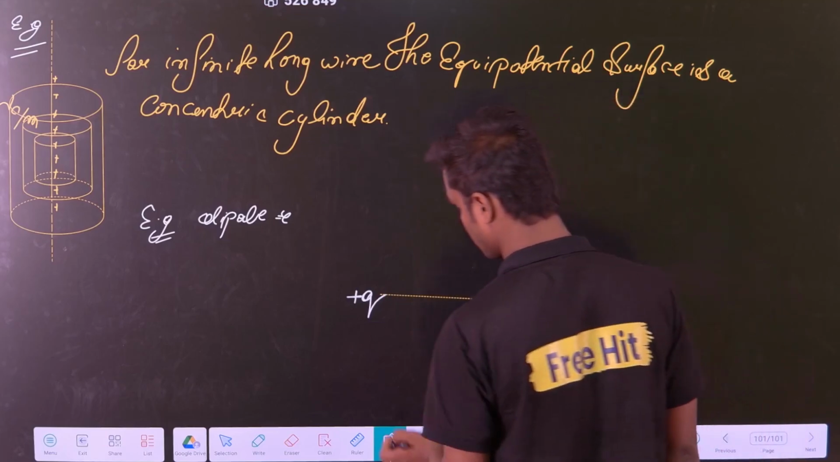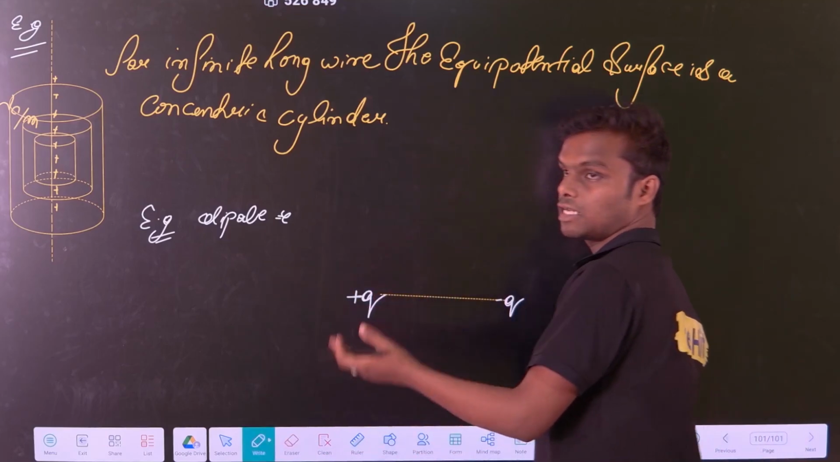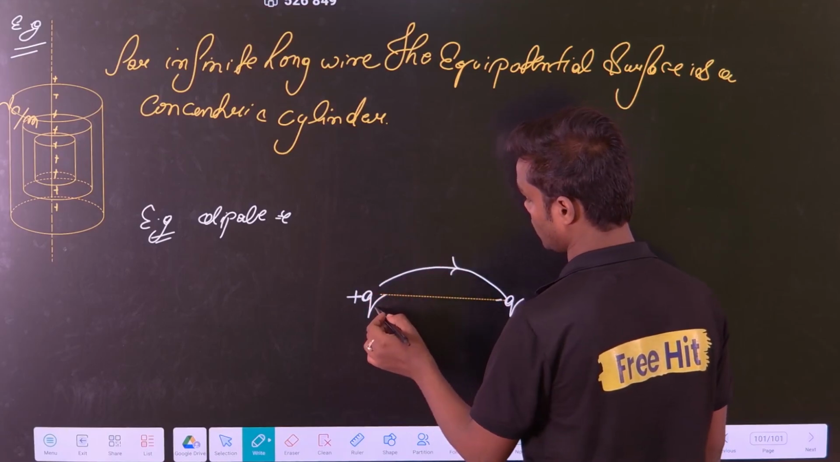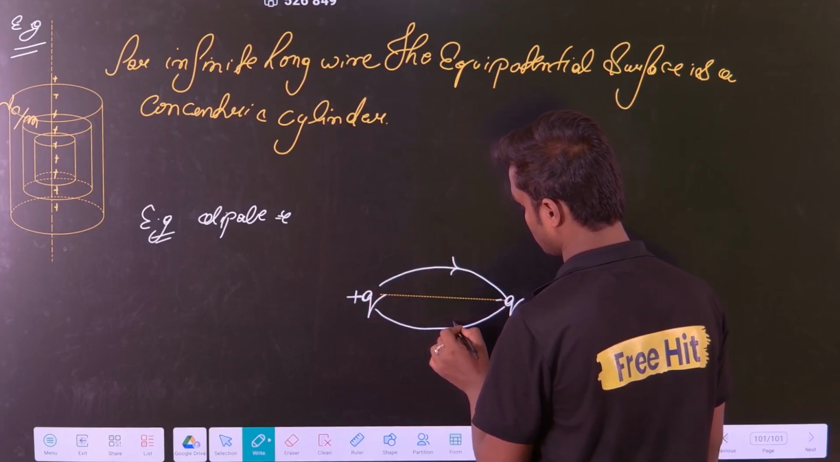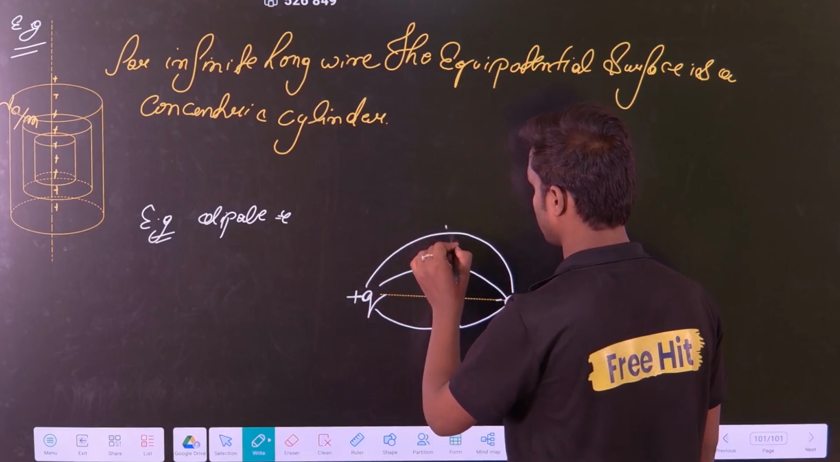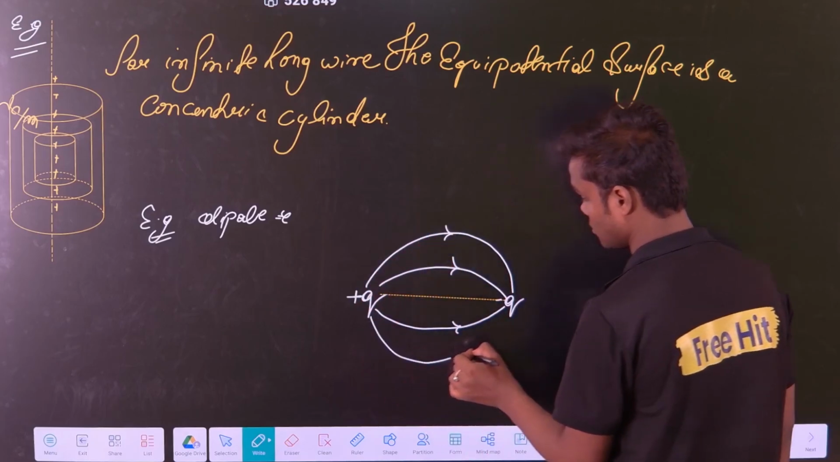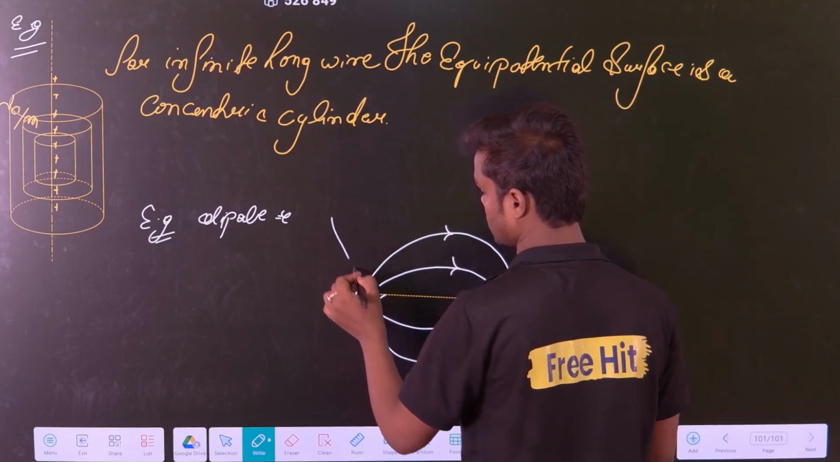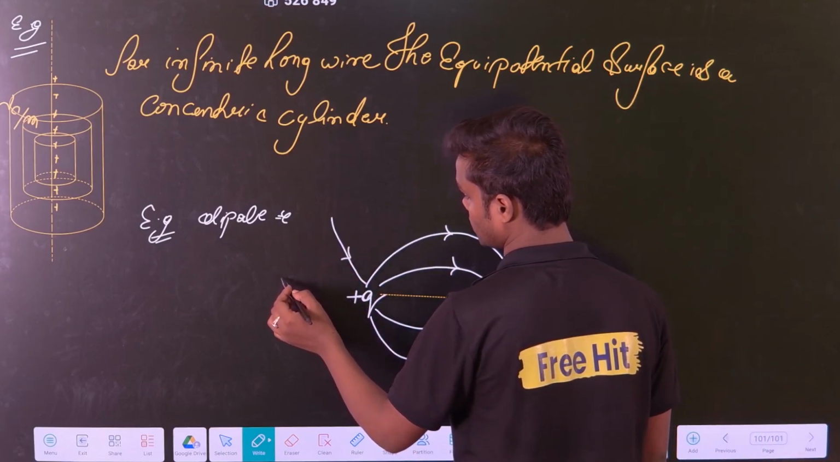Okay. Can you tell me what will be the electric field lines? I'll tell you the electric field lines also. This will be like this. Okay, correct. Like this. Is it correct? Tell me whether it is correct or not.